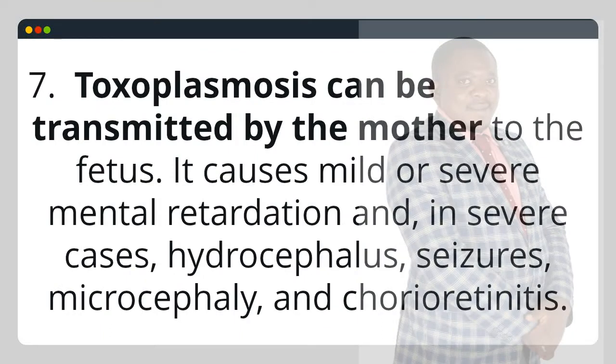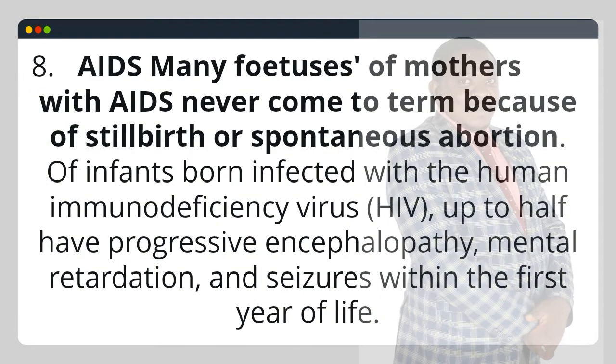7. Toxoplasmosis can be transmitted by the mother to the fetus. It causes mild or severe mental retardation and, in severe cases, hydrocephalus, seizures, microcephaly, and chorioretinitis. 8. AIDS. Many fetuses of mothers with AIDS never come to term because of stillbirth or spontaneous abortion. Of infants born infected with the human immunodeficiency virus, HIV, up to half have progressive encephalopathy, mental retardation, and seizures within the first year of life.